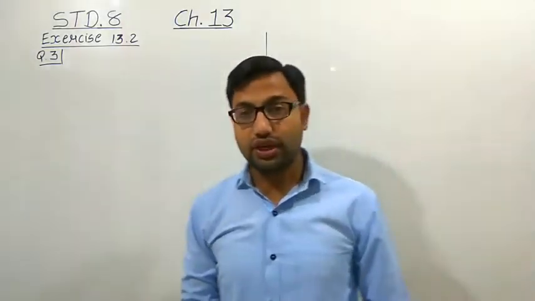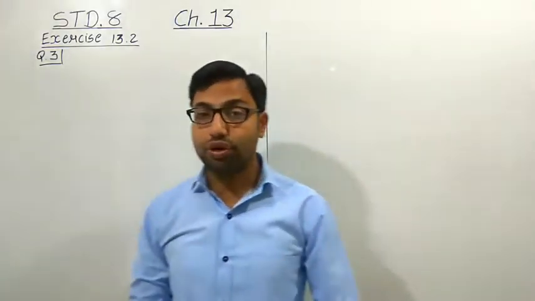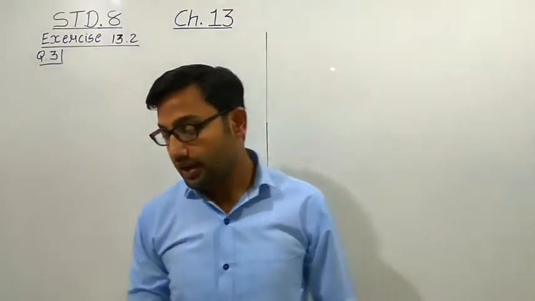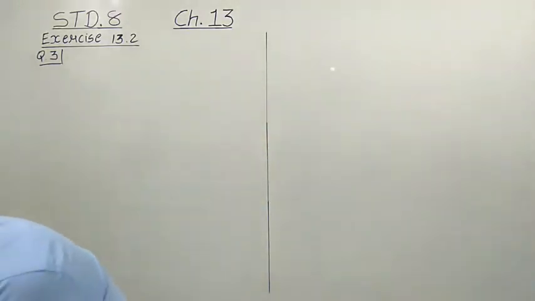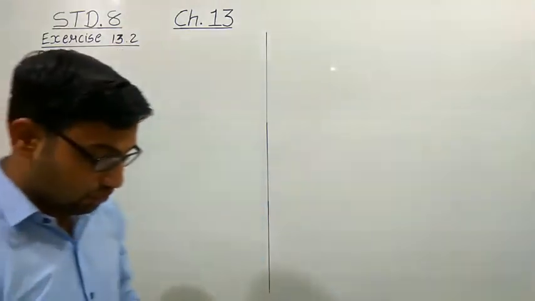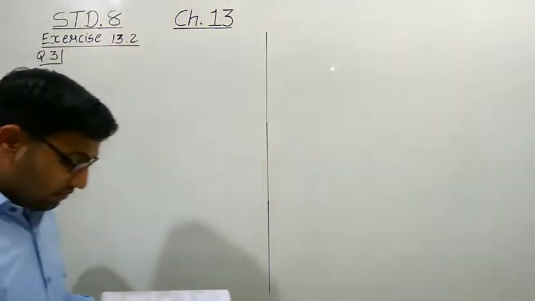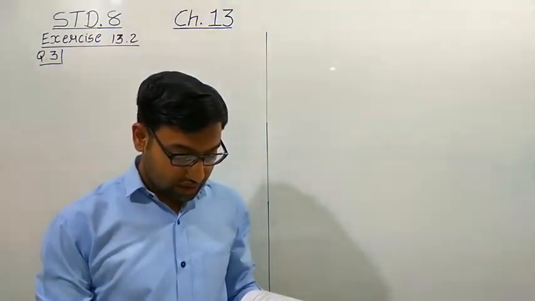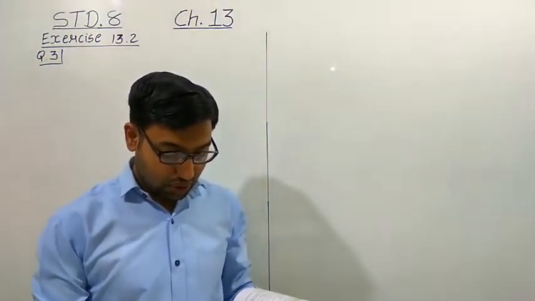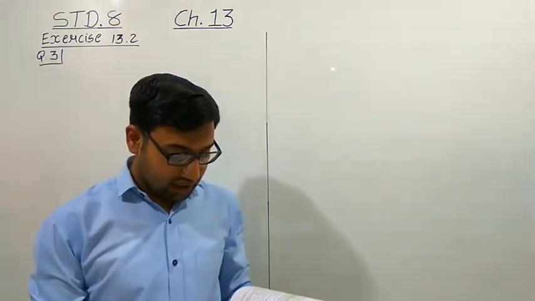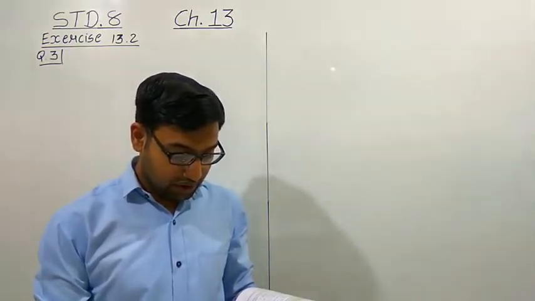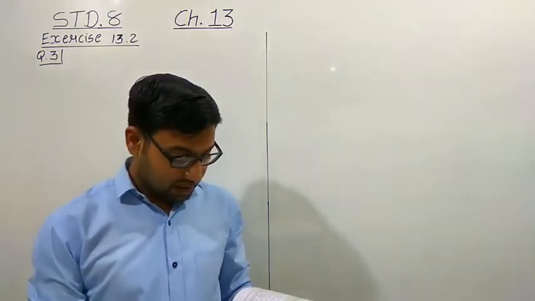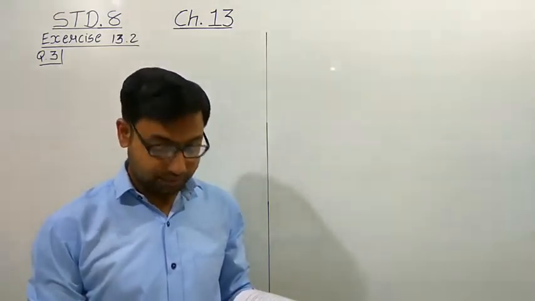Hello students, today we will continue our exercise 13.2. This is the topic of standard 8, chapter number 13, direct and inverse proportions. So, the question number 3 that we have to study today. Question number 3 is, Rahman is making a wheel using spokes. He wants to fit equal spokes in such a way that the angle between any pair of the consecutive spokes are equal. Help him by completing the following table.